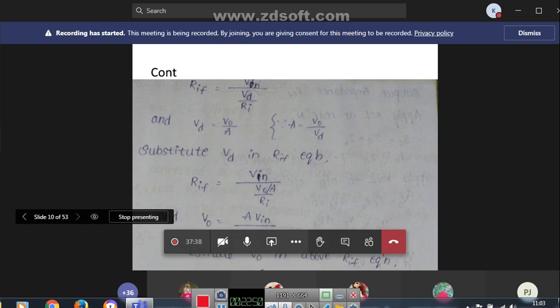So what is Iin? We can write Iin as VD by RI. Here VD equals V0 by A, since we know that A equals V0 by VD. Substitute VD in the above equation. Then RIF equals Vin by, with VD equal to V0 by A, so in place of VD substitute V0 by A. Then we will get RIF equal to Vin by V0 by A by RI.